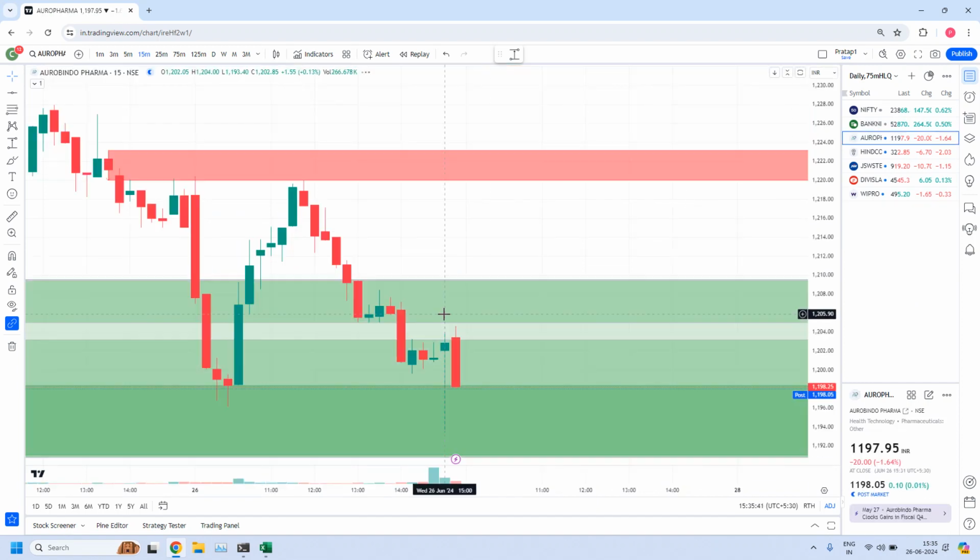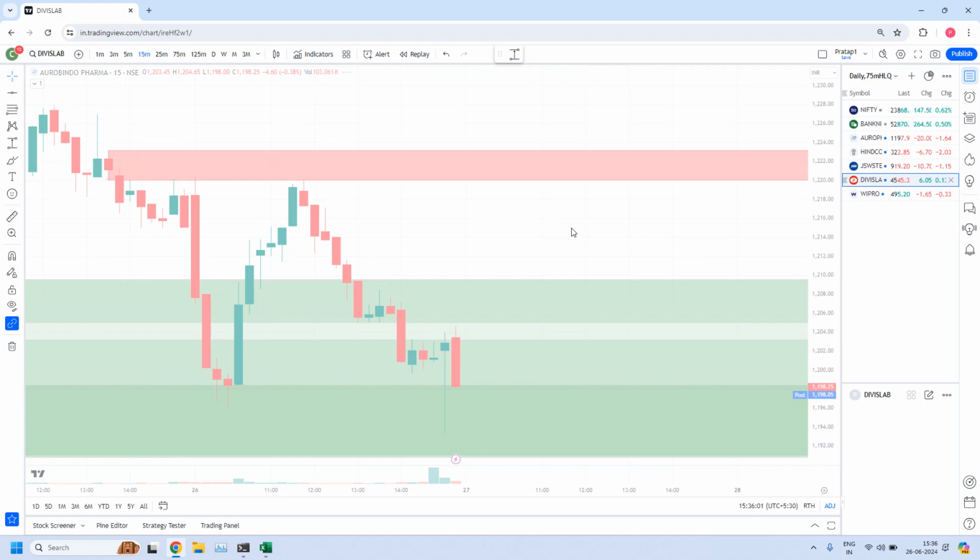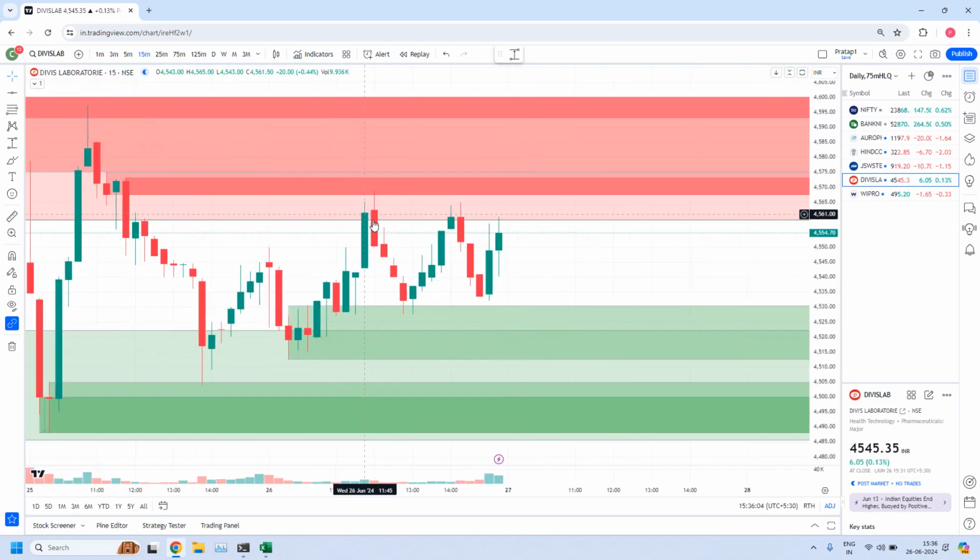And the next one is Aurobindo Pharma. At the 9:45 candle it gave the trade. That means Wipro is already completed. After that Aurobindo Pharma gave a trade and it reached the target at the 11:45 candle. And after completing this, Divi's Lab has given the trade at the 12:15 candle, and at the 12:45 candle it reached the target. See, one after another. That means today you would have captured all the three trades.